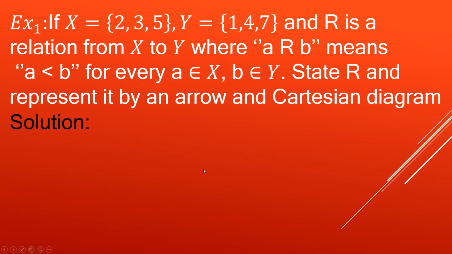Example: suppose we have two non-empty finite sets. The first set, denoted by the letter x, contains 2, 3, and 5, and the second set y contains 1, 4, and 7. And R is a relation from x to y, where A R B means A is less than B, for every A belonging to the first set x and B belonging to the second set y. We need to state the relation and represent it using the arrow diagram and the Cartesian diagram.